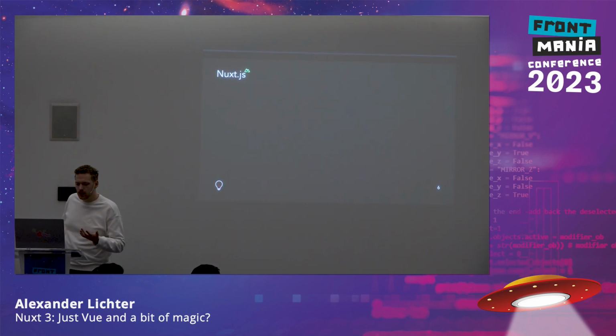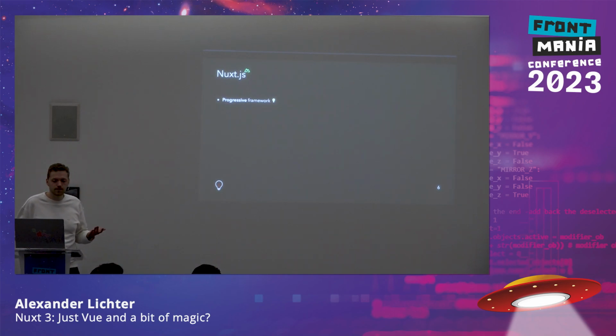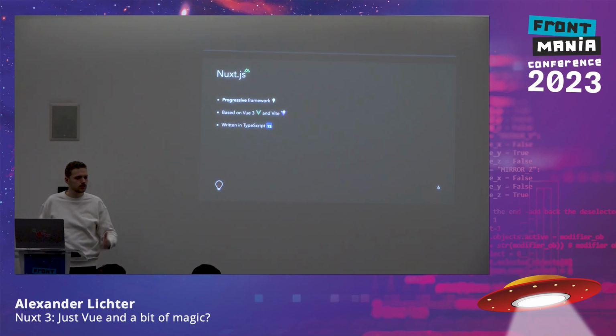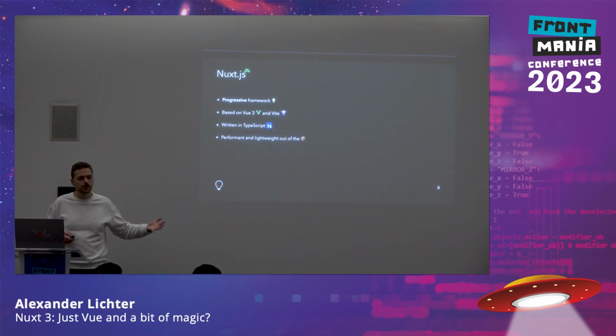Nuxt.js is a progressive framework. It's based on Vue 3 and Vite. And it's fully written in TypeScript, which means you can use TypeScript and get all the goodies. You can also just use JavaScript and still get a lot out of it. Just not the static type inference, of course, but still autocomplete and all that. It's also very performant and lightweight out of the box. So we set some sensible defaults to ensure you have a great experience. What you do then, like loading 2 megabytes of images, is up to you, of course, so please don't.